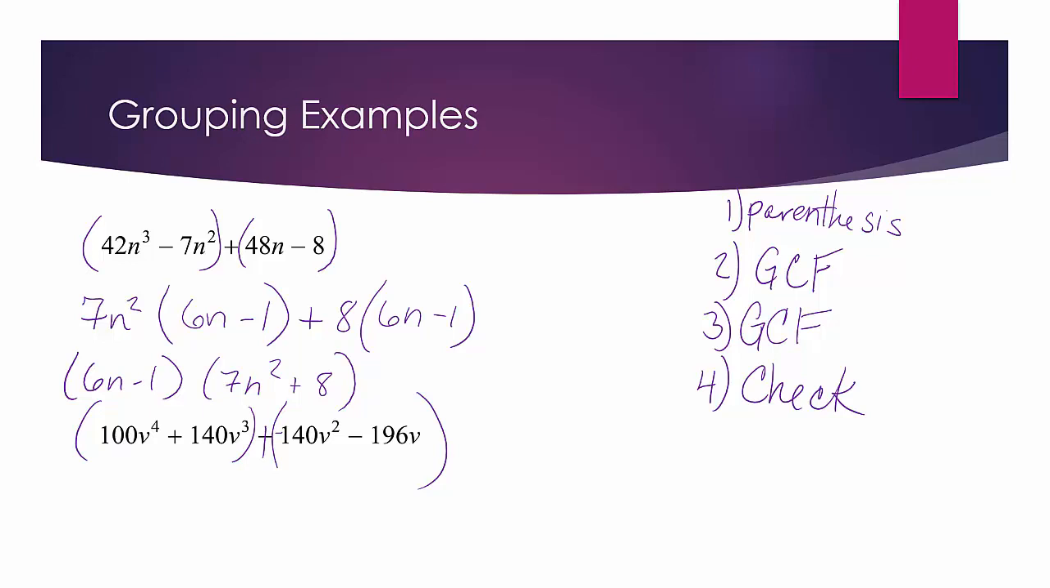The reason why I'm doing that is because if I leave this a minus sign, I would have to change this to a plus sign so that it would work out. But I'm just changing this one to a plus sign and this to a negative. We're fine. It's an equivalent expression. So I'm going to pull out 100v cubed. That leaves me with v plus 14, and I'm going to leave it at that.